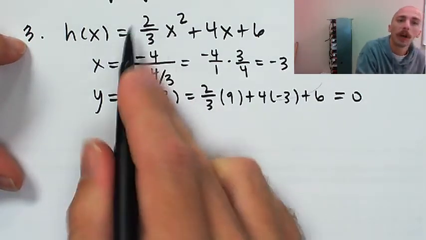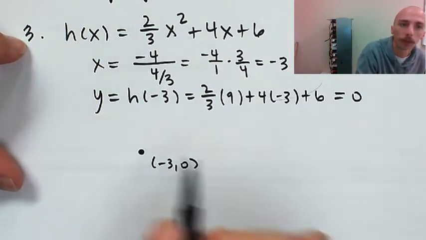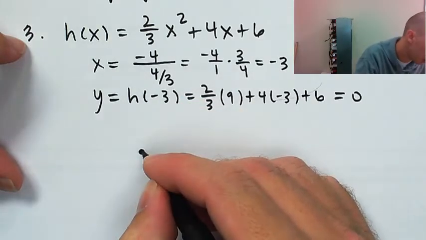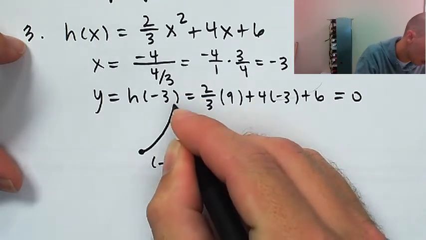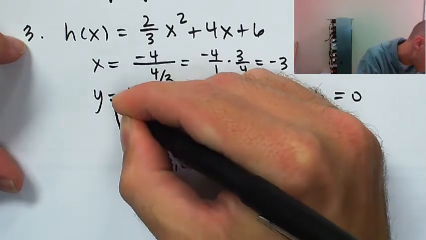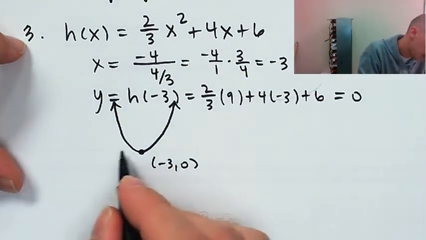And then it's going to open up because of the positive number of x squareds. And it's going to be a little wider because of 2/3, wider than the standard y equals x squared parabola. So maybe I'll try like that. Yeah, that's pretty okay.